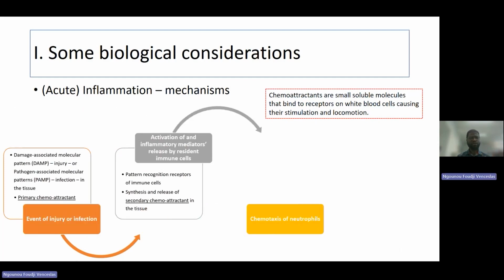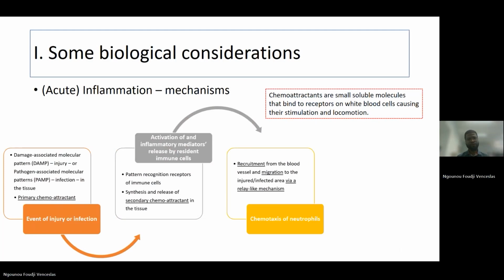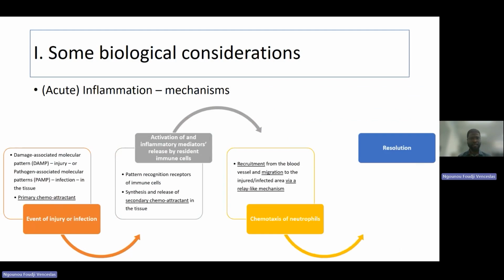These secondary chemoattractants will be the origin of a cascade of recruitment right from the blood vessel of immune cells, typically neutrophils, because they are the first responders, and their migration to the site of injury. They will migrate there to solve the incidents that occurred in the organism. And this resolution consists of the removal of intruders or debris, generally through phagocytosis or maybe through other mechanisms, and also the degradation of the inflammatory mediators in the tissue.